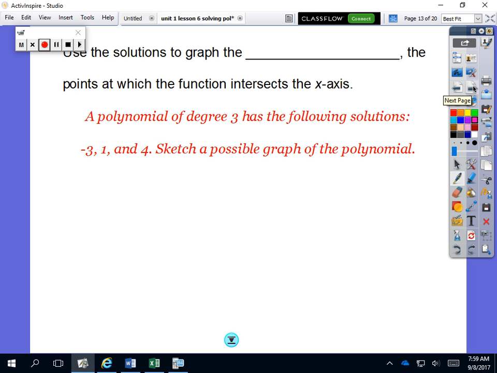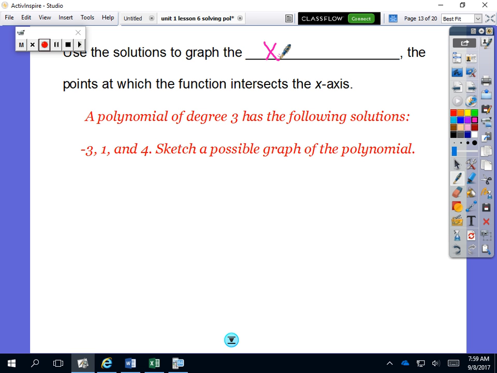Okay, so now we're going to move into the new material for today. We're going to be solving the different ways that you learn how to solve quadratics. We're going to do the same thing and apply it to polynomials, only we're going to throw in synthetic division with that. First, to solve solutions on the graph, you're just going to graph the x-intercepts.